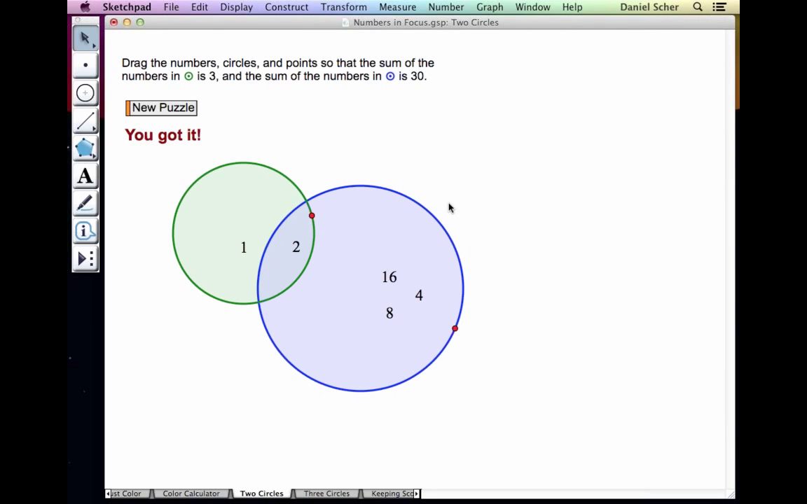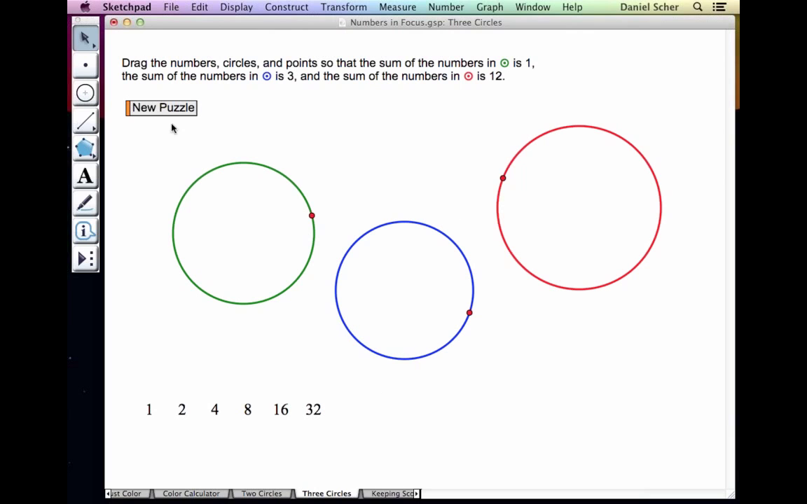Now we move to 3 circles, and let me generate a slightly harder challenge. Notice now that we have the numbers here that are all powers of 2: 1, 2, 4, 8, 16, 32. And these numbers that come up here are between 1 and 63. It's pretty interesting that you can make any number between 1 and 63 just using these 6 numbers.